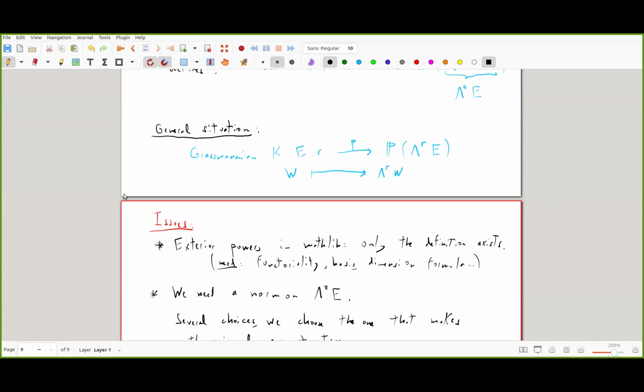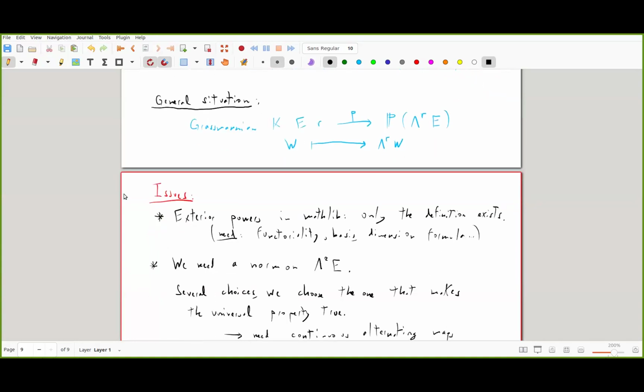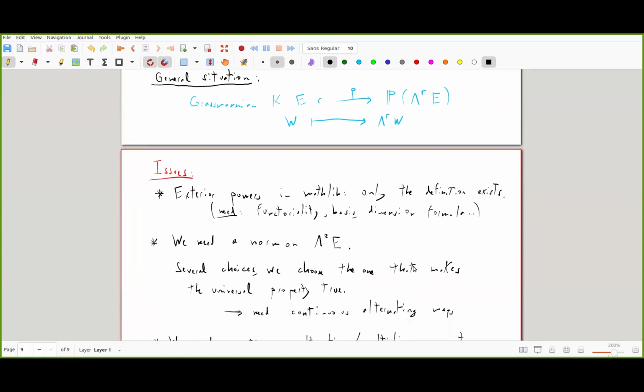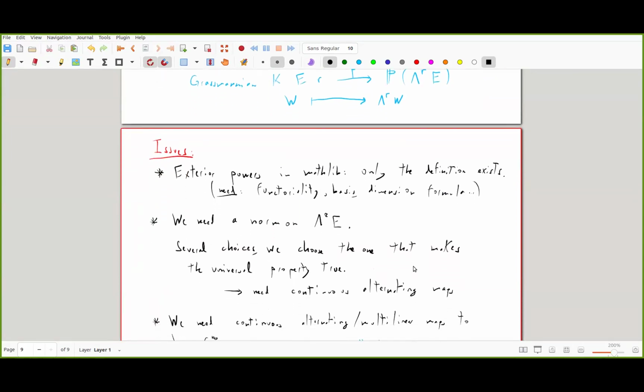So here are all the issues. First, exterior powers are defined in MathLib, and there is nothing else. So you need functoriality of exterior powers to be able to say that this is a subspace of the exterior power of E. You need the dimension formula for exterior powers to be able to say that this is dimension 1, etc. Second, you need the exterior power to be a normed space. Otherwise, you won't have a manifold structure on the Grassmannian. But there are several possible norms. So I chose one, if you're an expert, that's the epsilon norm.